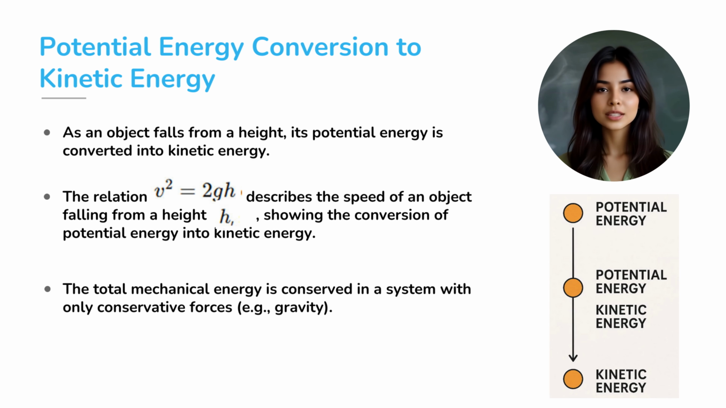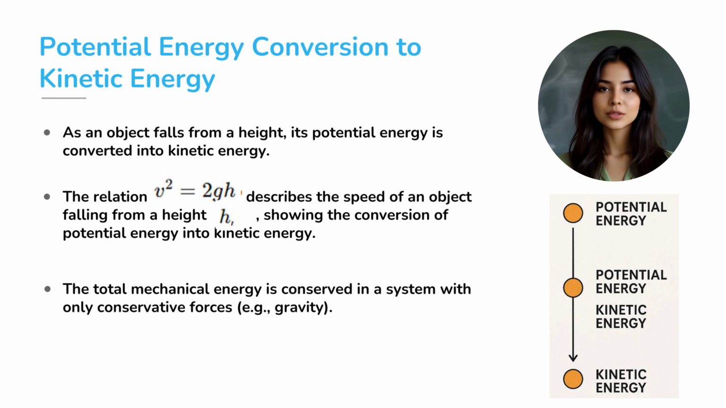Alright, let's take things up a notch. What happens when you release that stone from the top of the cliff? All that stored potential energy gets converted into kinetic energy, the energy of motion. And the faster the stone falls, the more kinetic energy it gains. The relationship between potential energy and kinetic energy can be described by the formula velocity squared equals 2 times gravitational acceleration times height, v squared equals 2 times g times h.